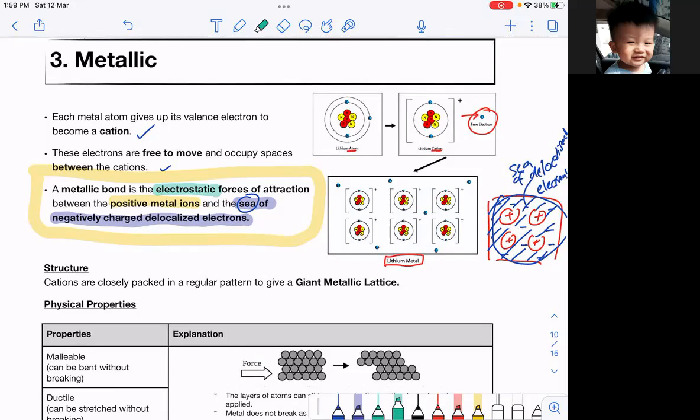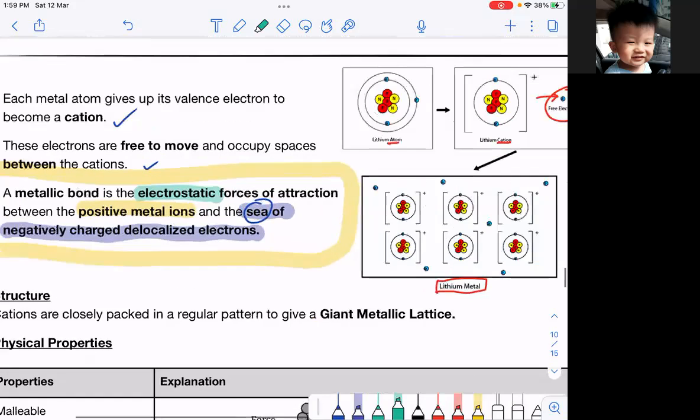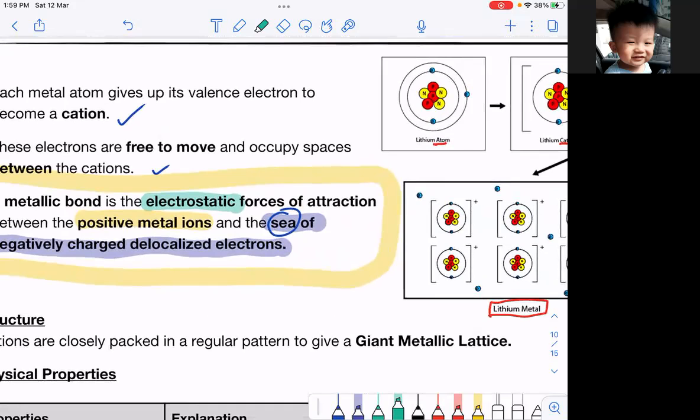So who knows what is electrostatic? For pure, y'all must know why this word will show up in two different topics. I mean, two different subtopics. But for y'all, you need to know what the word means. Who knows? I probably said it when we talked about ions also. So how come this word shows up in ionic bond also?